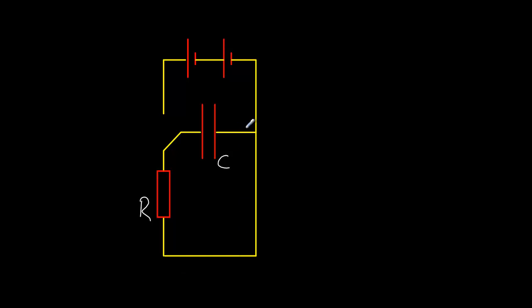Suppose that at a time t, the charge has fallen to Q, and the PD is V, and there is a current flowing. The current will be flowing in that direction. So what we can say is, at this moment, the size of that current is going to equal V over R. And this is going to be equation 1.